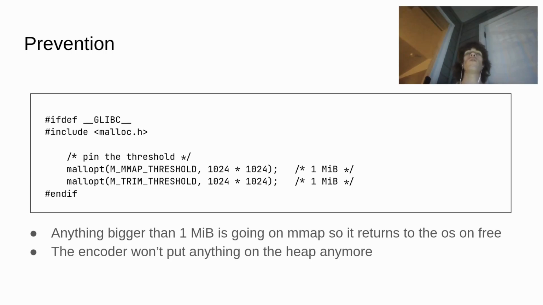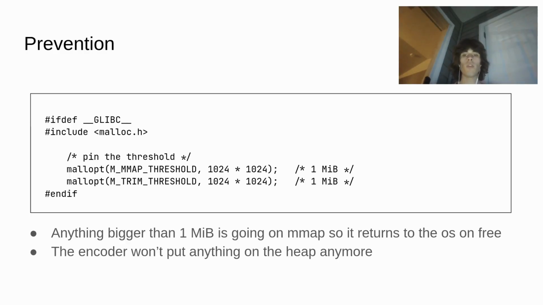Okay, so we know the issue, but how do we prevent this from happening? Basically, we want to pin the dynamic threshold that we were talking about earlier. We do that by calling malloc option, or mallopt. Here we can address the M_MMAP_THRESHOLD and the M_TRIM_THRESHOLD. In this case, we set about 1 megabyte. Basically, this is telling us that anything bigger than 1 megabyte goes on mmap, so it returns to the OS when you call free. So now the encoder won't really put anything on the heap anymore.